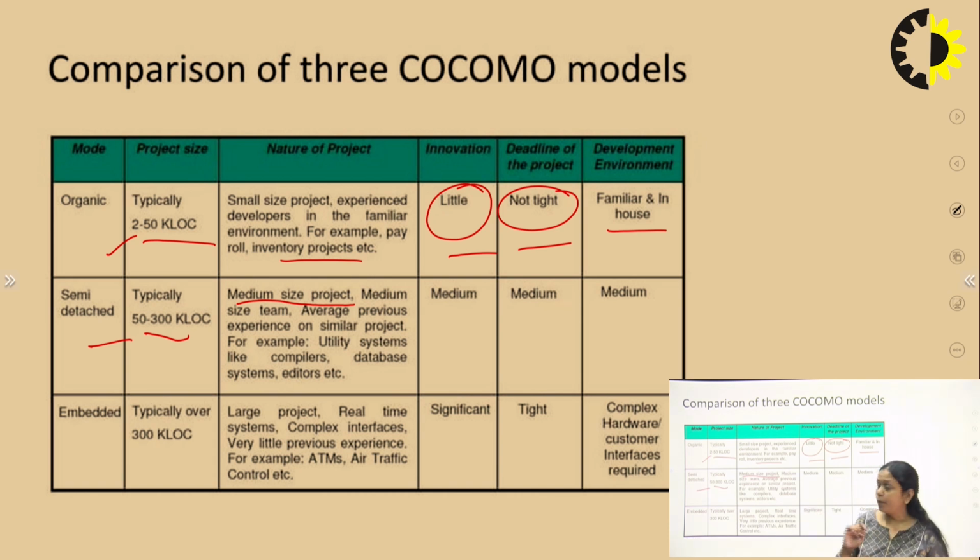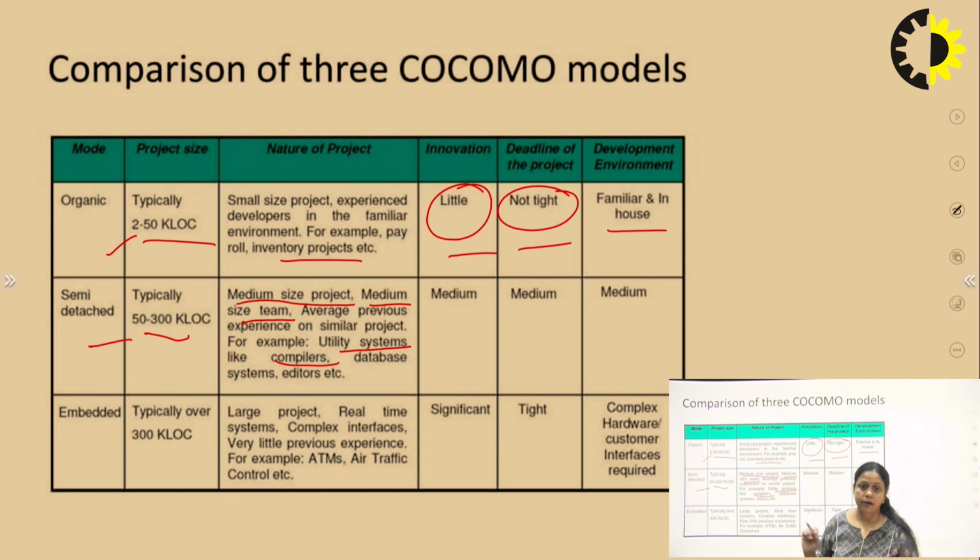Now next, the important thing is medium size team. The size of the team is medium. Average previous experience on similar projects. Now we have some experienced persons for the project, but there is also the possibility of different modules there. There can be some innovative modules on which developers are not very familiar. For example, utility systems like a compiler. So a compiler can be different from another type. So these types of projects can be under semi-detached.